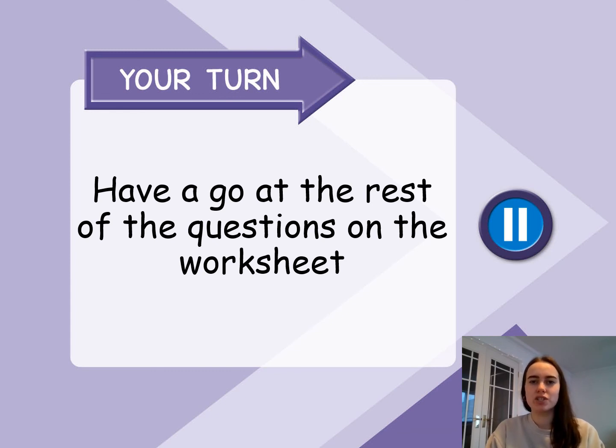Remember that if we are dividing something by 2 and we don't know what the beginning number of our division sentence is, then we can use multiplication by 2, so multiplying by 2, to work out that missing answer. Okay, best of luck.